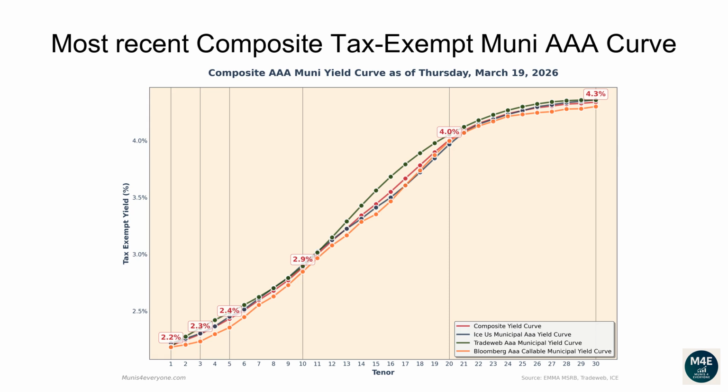The one-year composite tax-exempt yield is 2.2%. The two-year yield is 2.24%. The three-year yield is 2.3%. The 5-year yield is 2.43%. The 10-year yield is 2.88%. The 20-year yield is 4.0%. The 30-year yield is 4.34%.